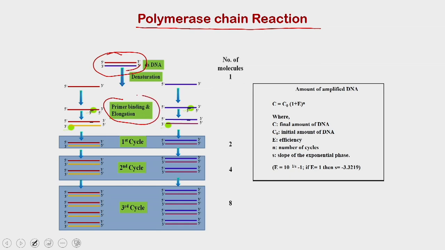You will use two primers, one for the red strand and the other for the blue strand. The primers bind to the blue strand as well as the red strand, and then the synthesis starts. Since you started with one molecule, after the first cycle you have two molecules. In the second cycle, these two molecules again work as templates, and you get four molecules, eight molecules, and so on. At every reaction the amount doubles.